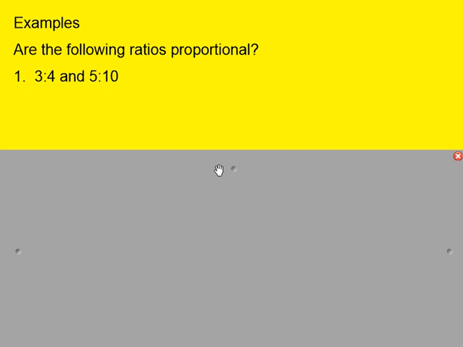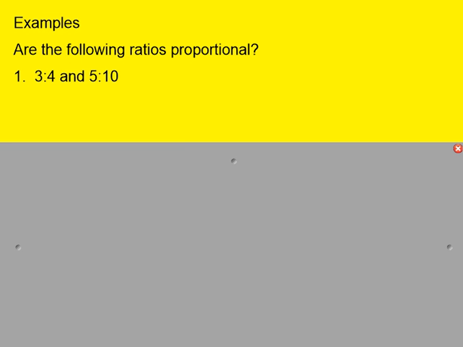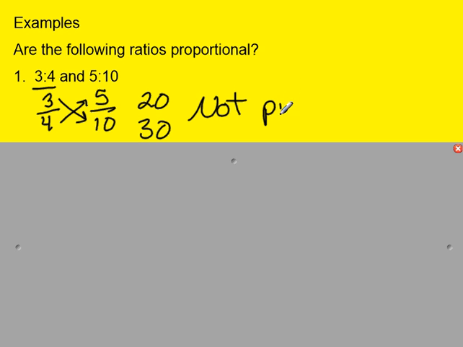So here's a few more examples. Remember that ratios can be written in several different ways. You can use the colon to represent a ratio. The easiest way to deal with ratios and proportions is to turn them all into fractions, however. But don't get freaked out when you see something like this. 3 to 4 is the same as 3 over 4, and 5 to 10 is the same as 5 over 10. I'm going to use cross products on this one. 3 times 10 is 30. 4 times 5 is 20, so they are not proportional.